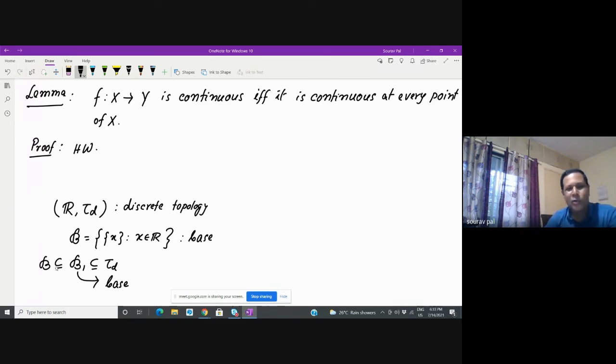The point is that this holds for any topology. On one side you have the topology, and on the other side you have a base. If you put anything in between, that is again a base. If this is a base, then this is also a base.